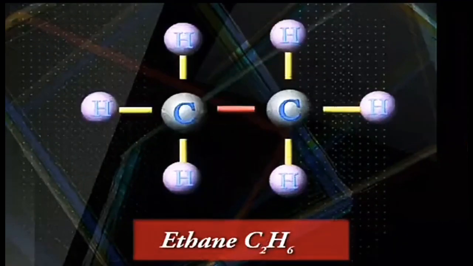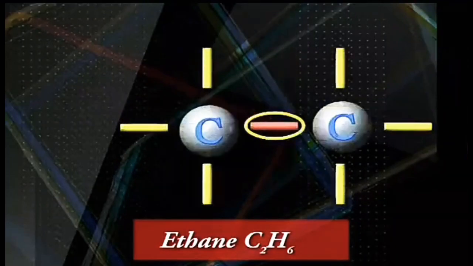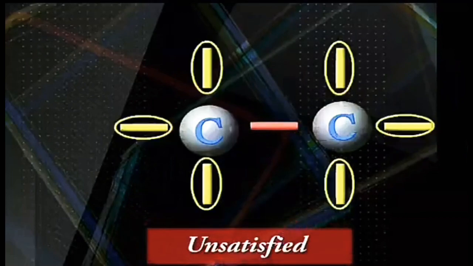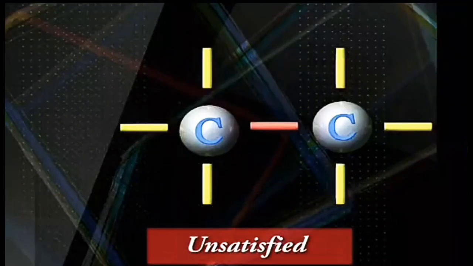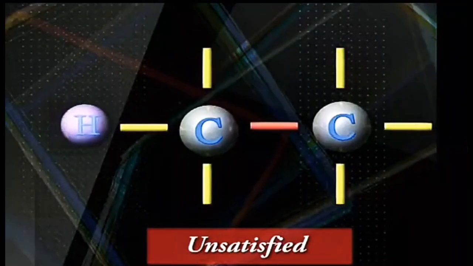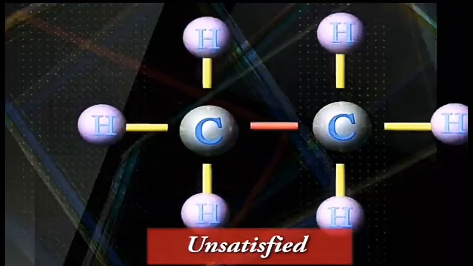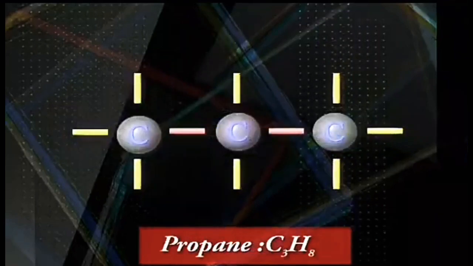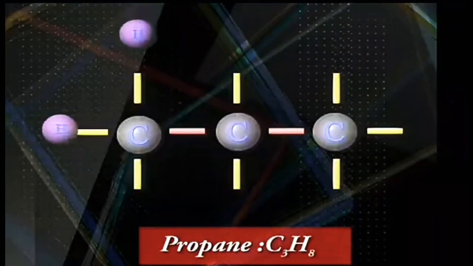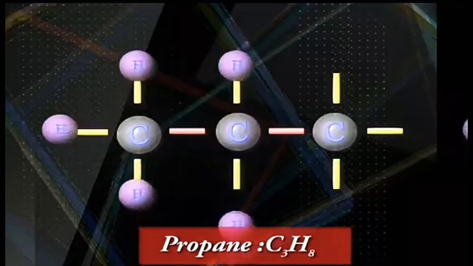Example, ethane C2H6. In order to arrive at the structure of ethane or any other simple carbon compound, the first step is to link the carbon atoms together with a single bond. The 3 valencies of each carbon atom are unsatisfied, so each is bonded with hydrogen atoms. Similarly, you can draw the structure of propane C3H8.